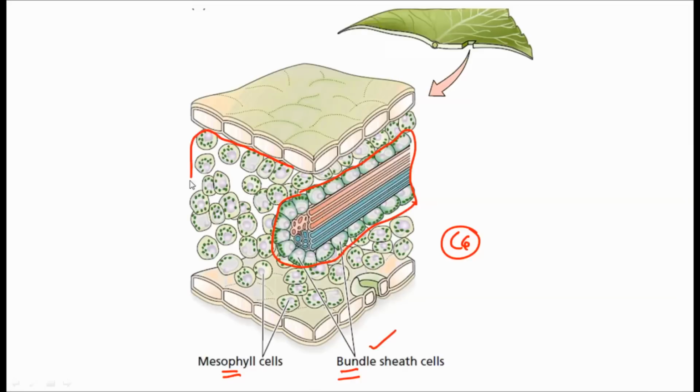Nearby you will find randomly arranged cells which are very large in number, and these are the mesophyll cells. So there are two types of cells found in the leaf of C4 plants, that is the bundle sheath cells and the mesophyll cells. Now both these cells contain chloroplast. You can observe here all the mesophyll cells containing chloroplast, and in a very similar way the bundle sheath cells also show the presence of chloroplast. That is, both these cells have chloroplast.